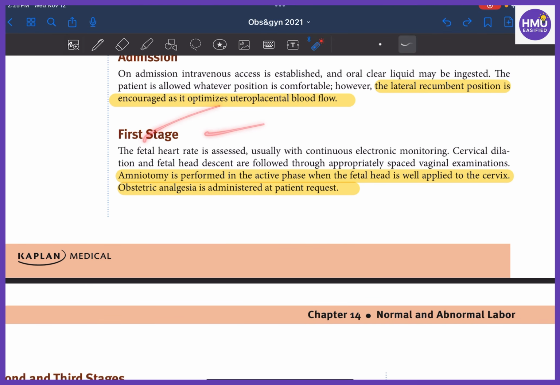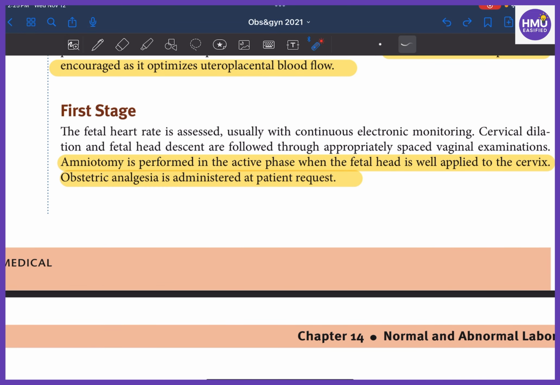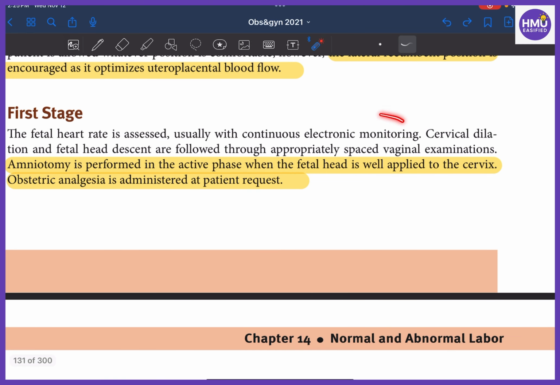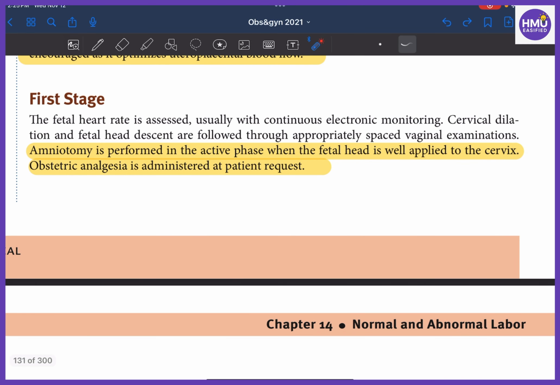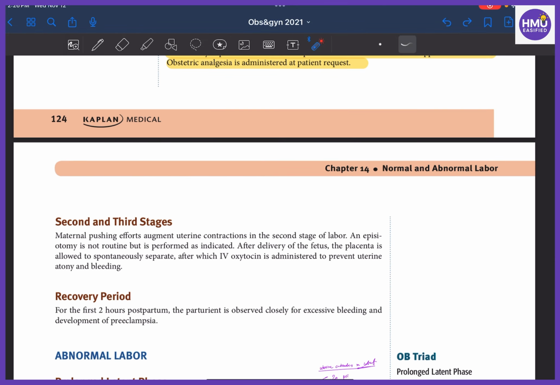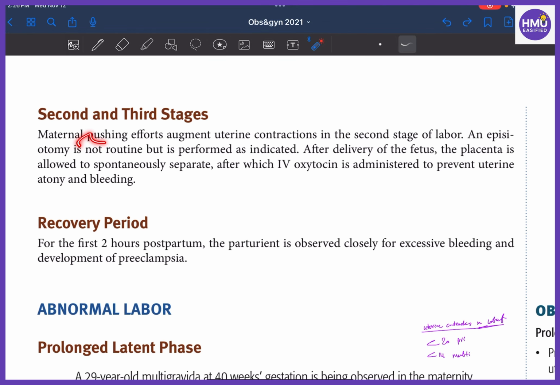The first stage, we talked about the stages. The fetal heart rate is assessed, usually with continuous electronic monitoring. Cervical dilatation and fetal head descent are followed through appropriately spaced vaginal examinations. Amniotomy, a rupture of the amniotic sac, is performed in the active phase when the fetal head is well applied to the cervix. Obstetric analgesia is administered at patient request.